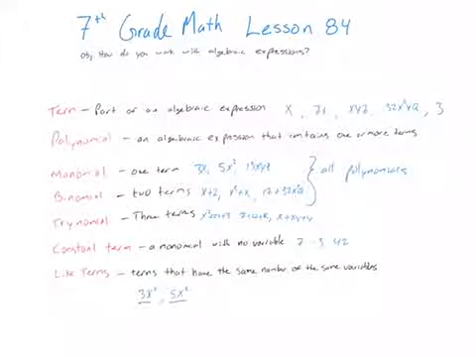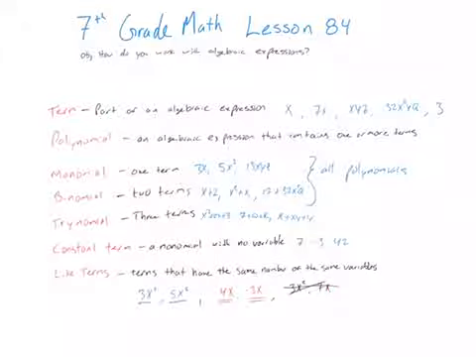These two are like terms. Similarly, 4x and -3x are like terms. This one is like terms with that one. However, something like 3x squared and 7x, these are not like terms because this first one has 2 x's in it, right? X squared. This one just has 1 x in it. So these are not like terms.